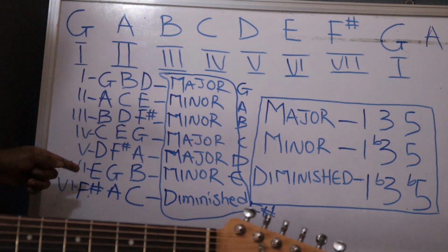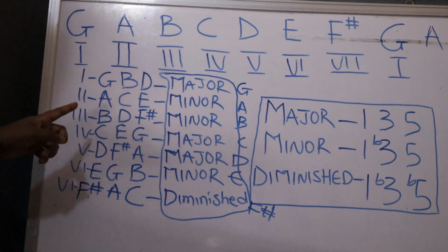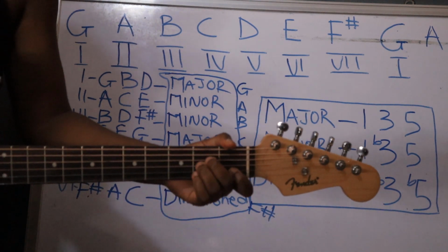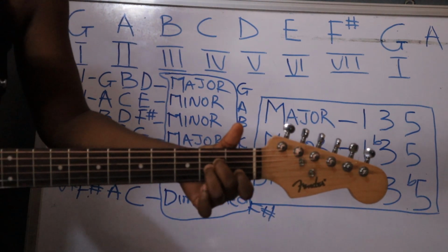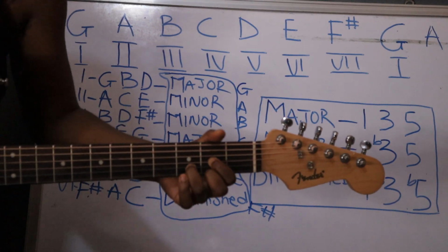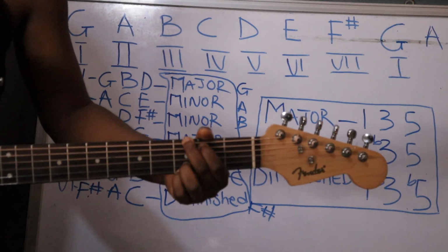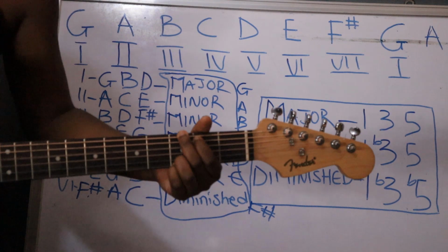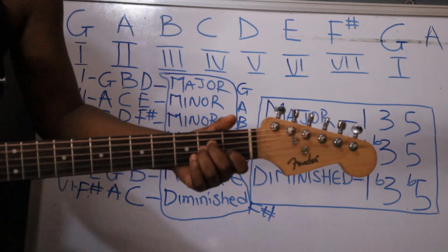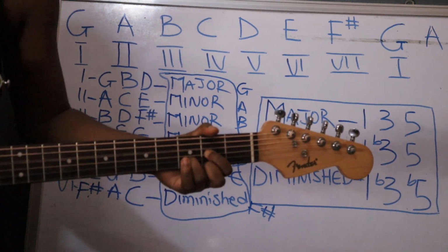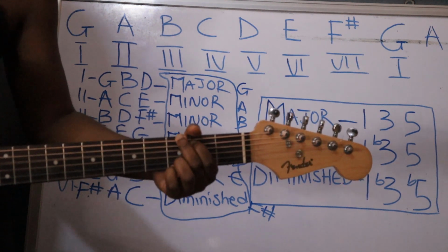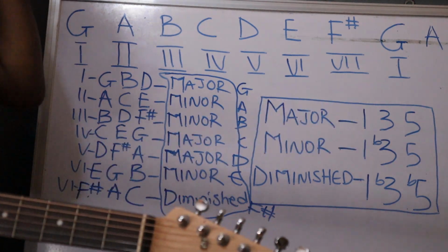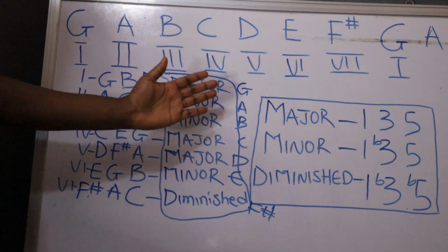So let me give you another example. Let's just take a 2, 5, 1 progression. A 2, 5, 1 progression will sound like this. 2 is A minor. So these are the basics. Exactly, this is like the formula and the rules.